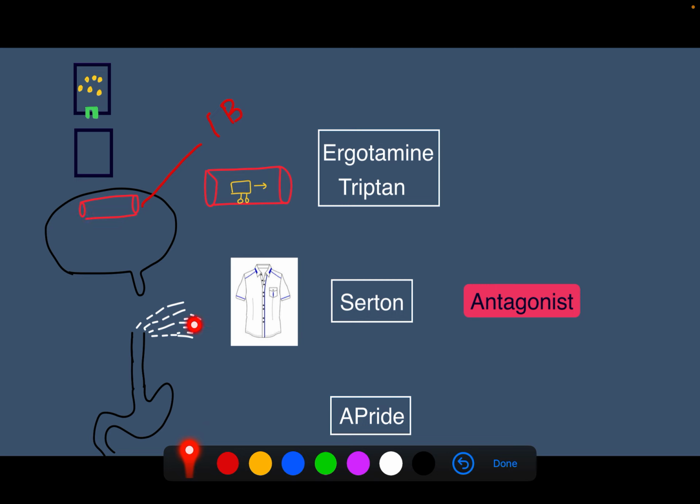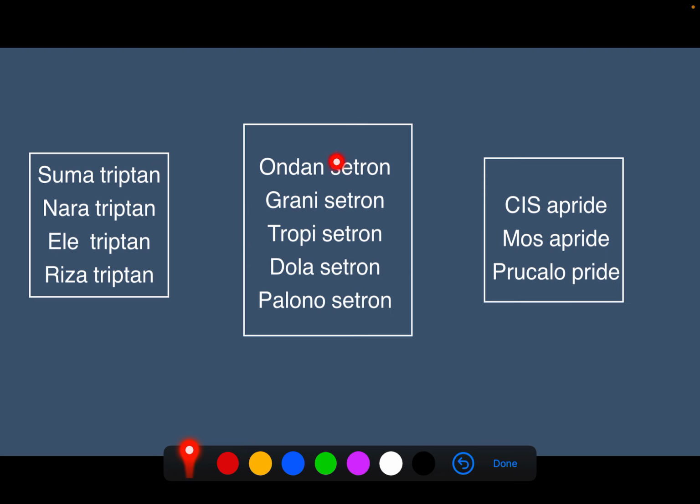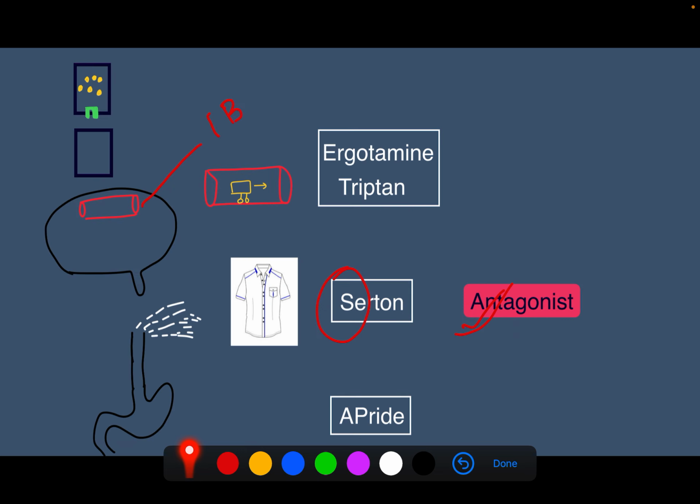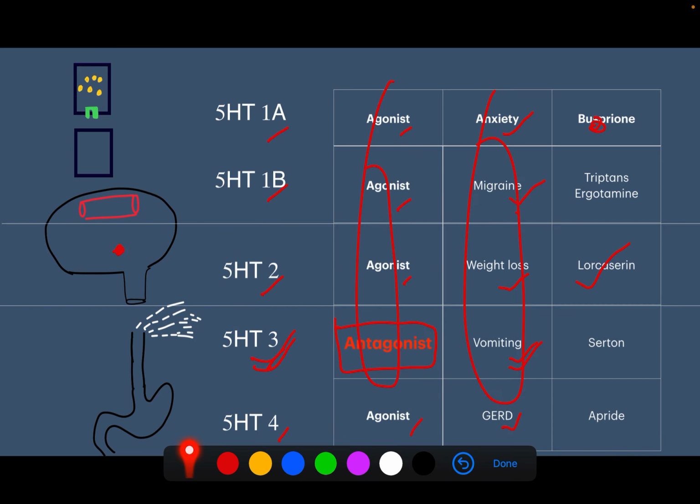Now for this CTZ area, 3, we need antagonists. Why? Because we want to stop this vomiting. So you have to imagine that this vomiting is happening on a shirt. So we have setrons or sartans which are antagonists over here, and there are a lot of drugs we'll study at the end. And the stomach is at the base, right? So they are apride, they are not having any pride, they are let down. So these are apride drugs. So here we have certain apride drugs.